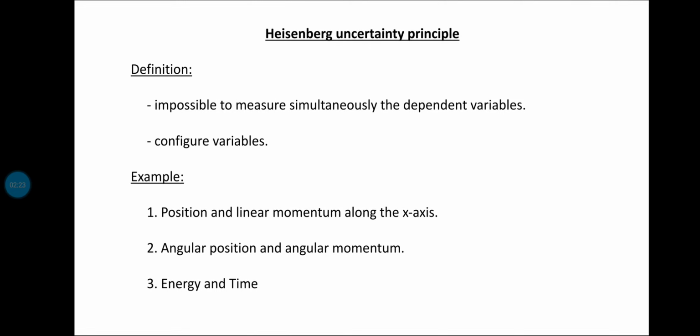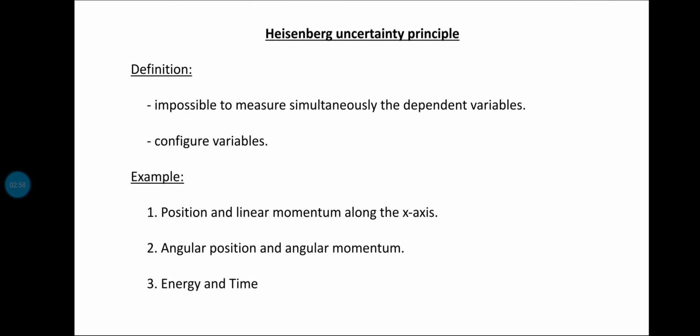One is position coordinate and linear momentum coordinate along a single axis. You must consider only the linear motion, not the angular one, for the first one. Second one is angular position and angular momentum. And the third one is energy and time. So these are the three sets of examples for complementary variables or conjugate variables.